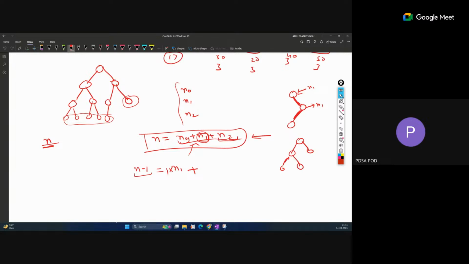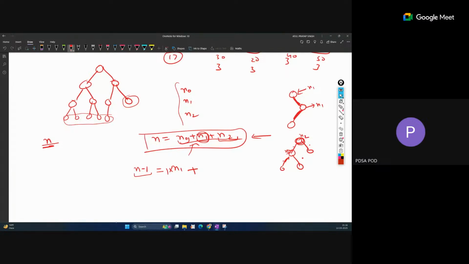Okay, so how many nodes with two children? This one, like this, n2 category. This is also n2 category, two nodes. So you can see how many edges are connected with each node? 2. And similarly for this, 2. So we can write like this. So we have two nodes with two children.